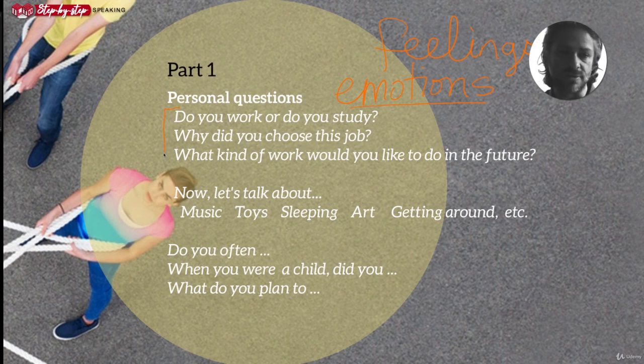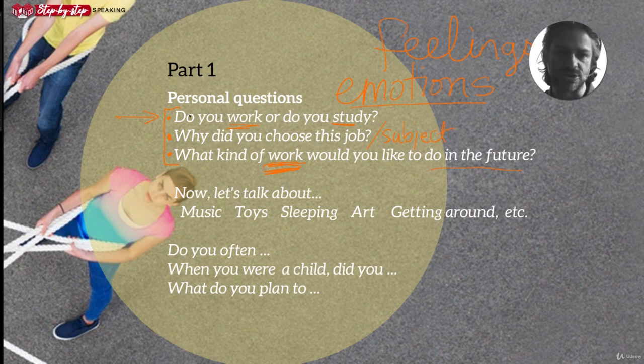Now, these are the most common 3 questions that come at the beginning. The first one will be, do you work or do you study? If you chose work, it would be something like this. Why did you choose this job? If you chose study, why did you choose this subject to study? Okay, and then this one would be pretty much general for both of them. What kind of work would you like to do in the future? So whether you've answered work or study in the first question here, you'll still get something similar to what kind of work would you like to do in the future.